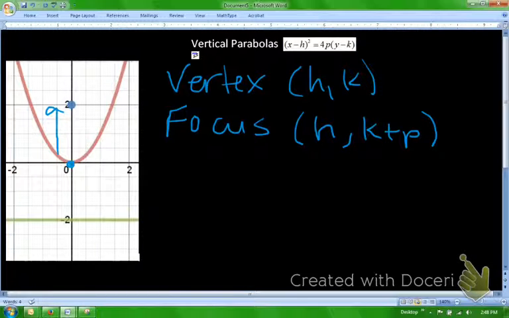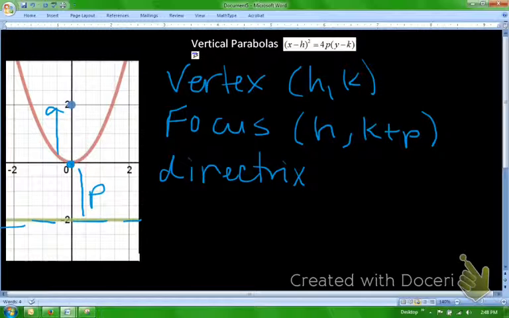Now the directrix, which is right down here, we're doing just the opposite. We are subtracting p because we're going p units in a negative direction. So for the directrix, our formula is, it is a horizontal line. So we have y equals, and it's crossing at the point negative p. And that's all there is to the vertical parabola.